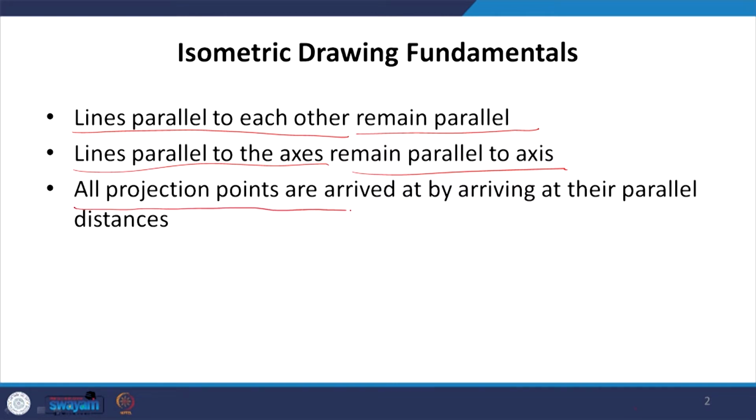All other projection points are arrived at by arriving at their parallel distances, which is what we do when we make these reference rectangles. Now, in pyramids you will realize, and you have already seen, there are no parallel lines, unlike straight prisms. In straight prisms, there were rectangles, we had these parallel lines of height and in the base as well, but in pyramids you will not have any single line which is parallel. All of those lines are non-isometric.